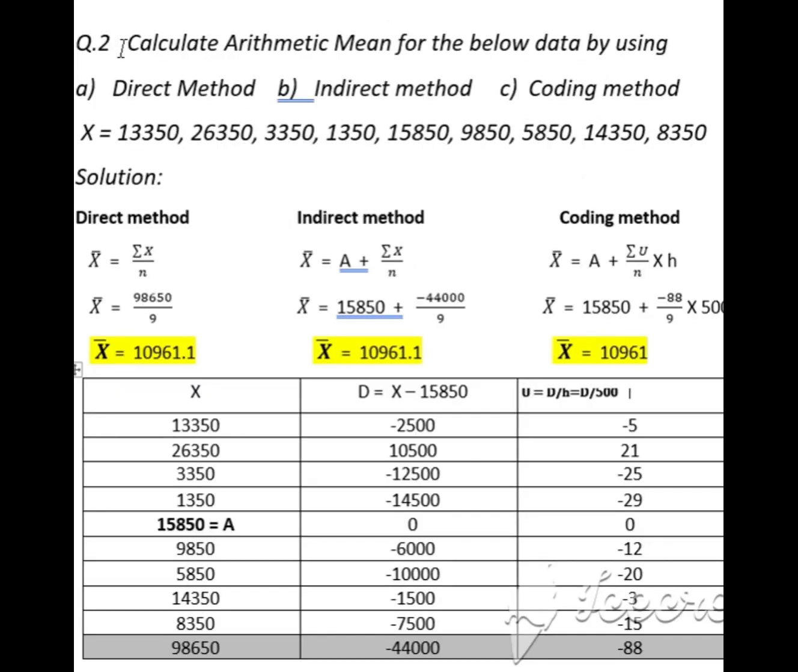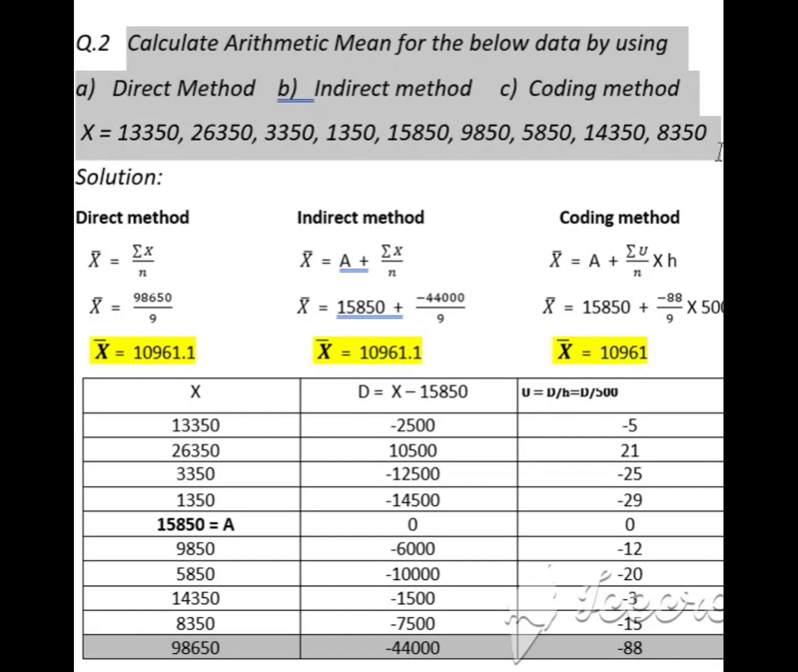In this video I will explain how to calculate arithmetic mean by using the direct method, indirect method and coding method for ungrouped data. This is ungrouped data because there are no frequencies given, only X. X assumes only these numbers.